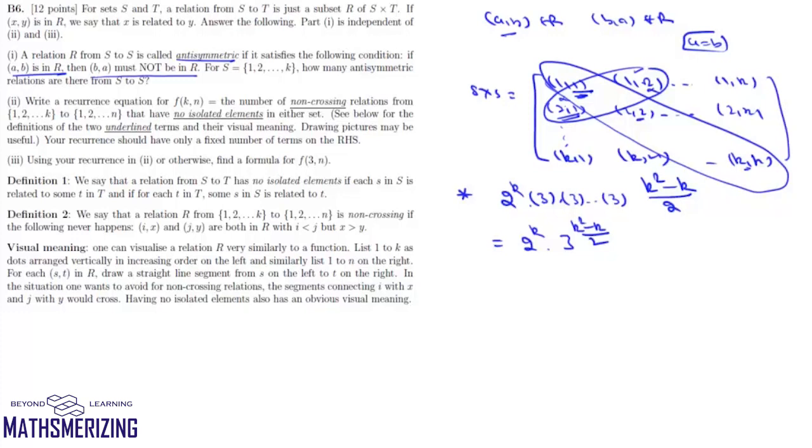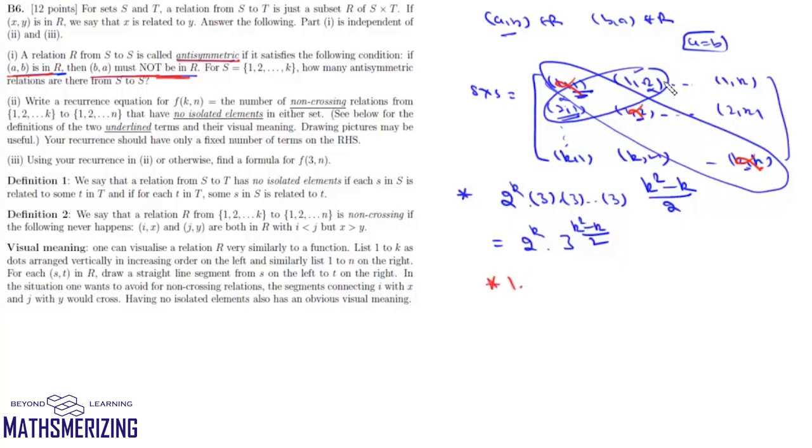Now in CMI's way, what they say is a relation is defined antisymmetric if (a, b) is in R, then (b, a) must not be in R. So in this case, they have not allowed this condition. So we cannot have (1,1), (2,2) and (K,K). So that means for all of them, we have only one choice. So it'll be simply 1.